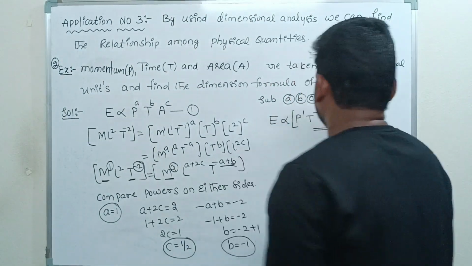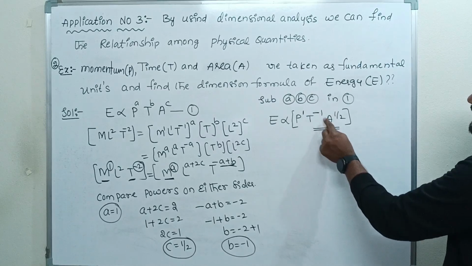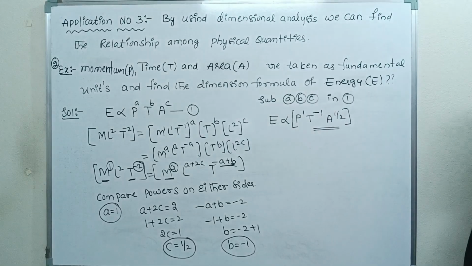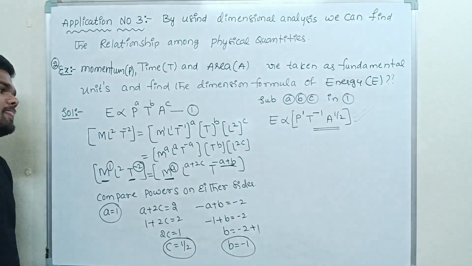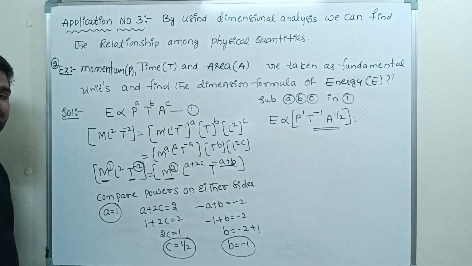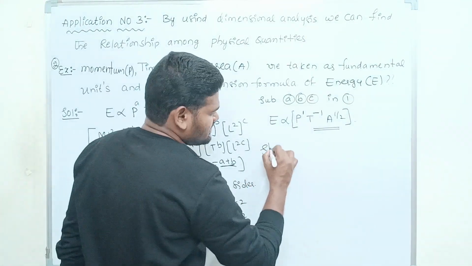So this is the dimensional formula of energy: P power 1, T power minus 1, A power 1 by 2. Are you getting? Right, pause the video and write the solution. 3, 2, 1, go. Let us see the shortcut.